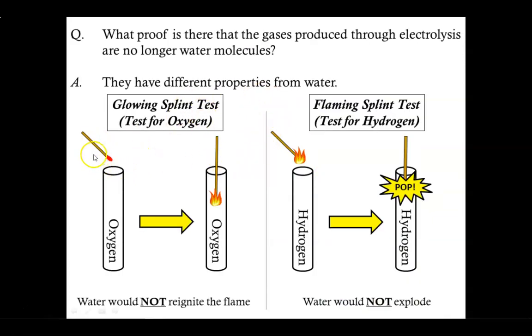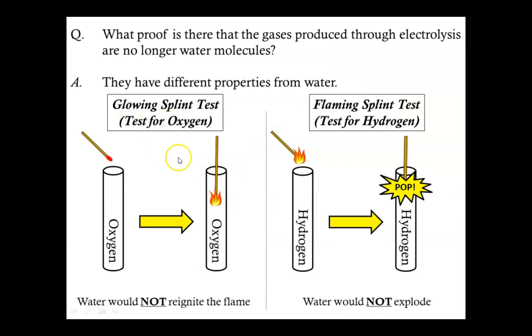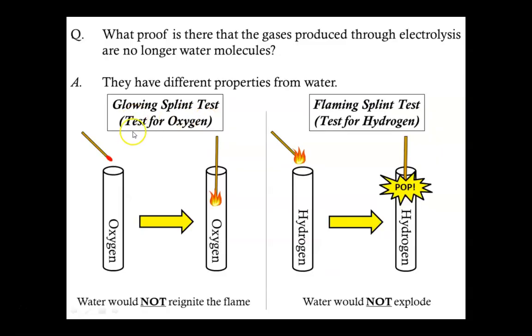So for instance, if I had a glowing splint, so a piece of wood that is just glowing, it's not on fire, but it's just glowing, and I dip it into pure oxygen, well of course fire needs oxygen, this glowing splint will burst into flames again. But if I tried to do that in steam, I'm pretty sure the glowing splint would not burst into flames. If anything, it would probably go out. So oxygen and steam have two different properties. You put a glowing splint into oxygen, it will burst into flames. You put it into water that is gaseous, so steam, it will not. Two different properties, therefore it must be two different substances.